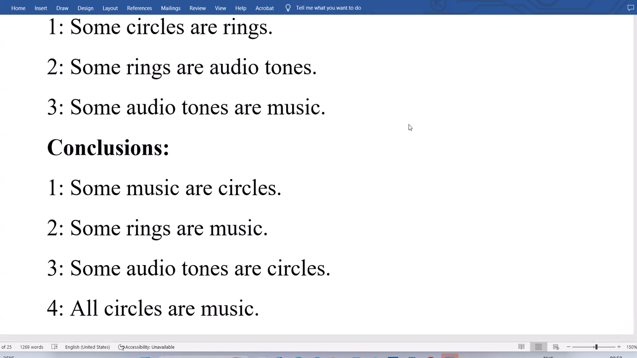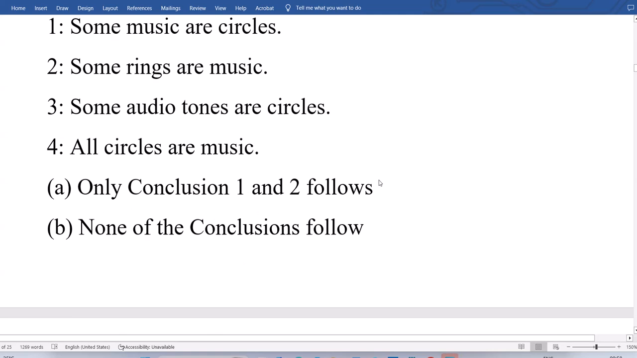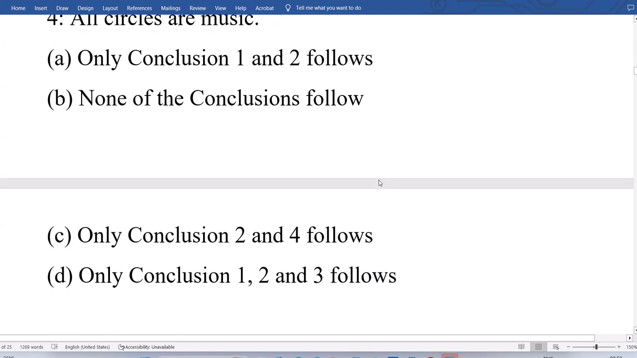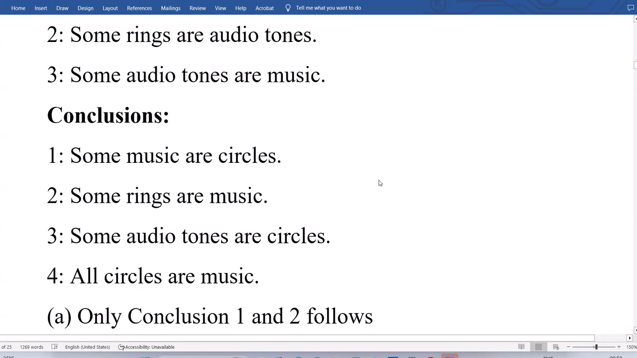What is your answer for this question? None follows, 1, 2, 3, 2 and 3, 2 and 4, like that they have given the options. I am showing you the options as well. 1 and 2, 2 and 4, 1, 2, 3, none. None follows. Okay, we'll see.